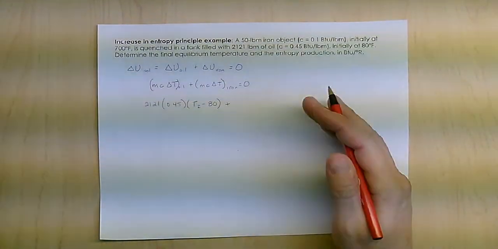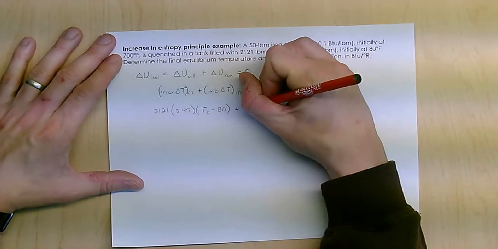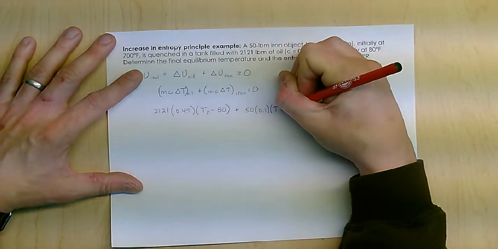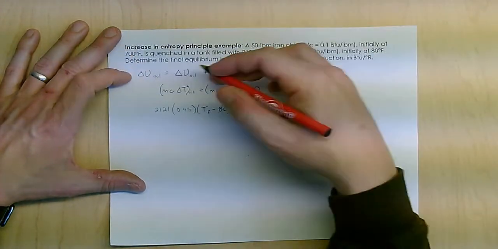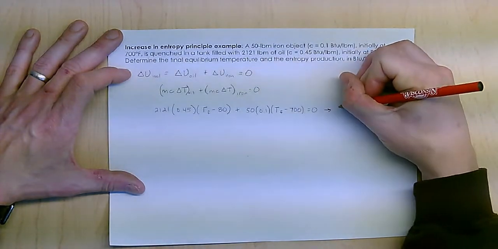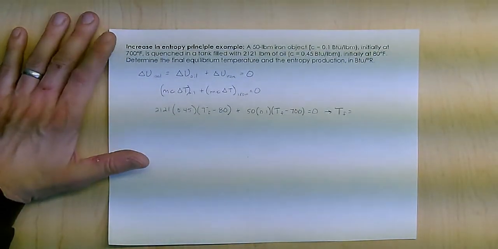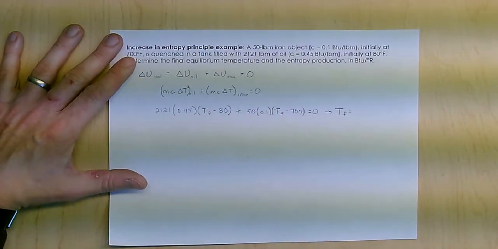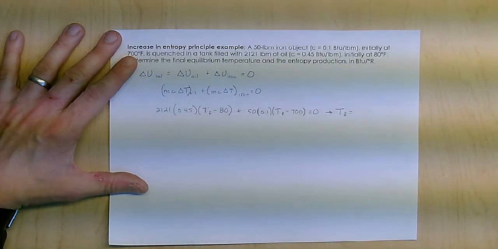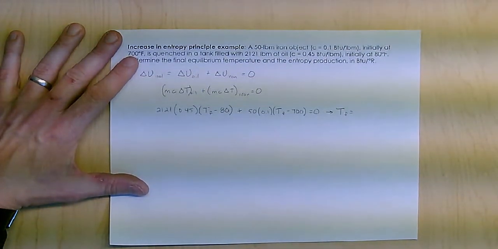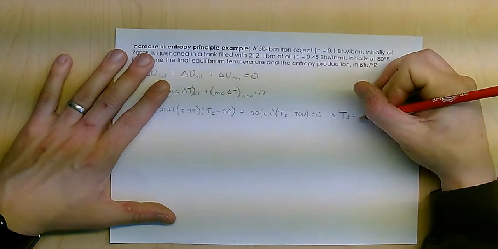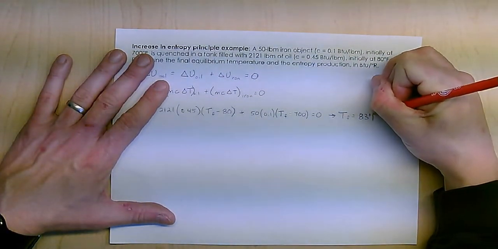I'm only really looking at the change in temperature. So moving on to iron, I have 50 pounds of iron, C of 0.1, and my temperature change here is the final temperature minus the initial temperature, which was 700. And again, these two things have to add together and equal zero, which gives me a final temperature of 83 degrees Fahrenheit.